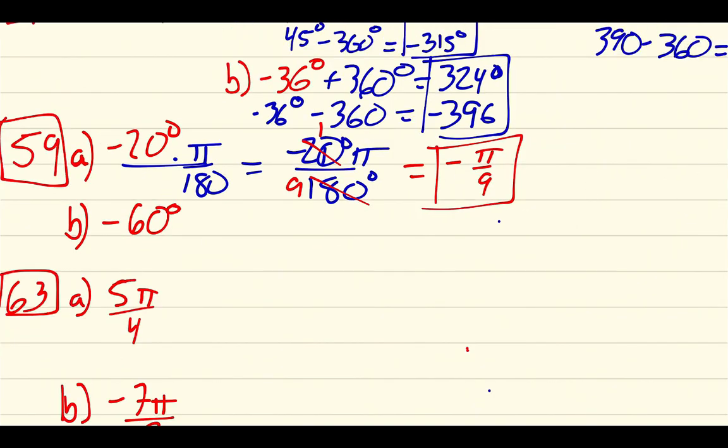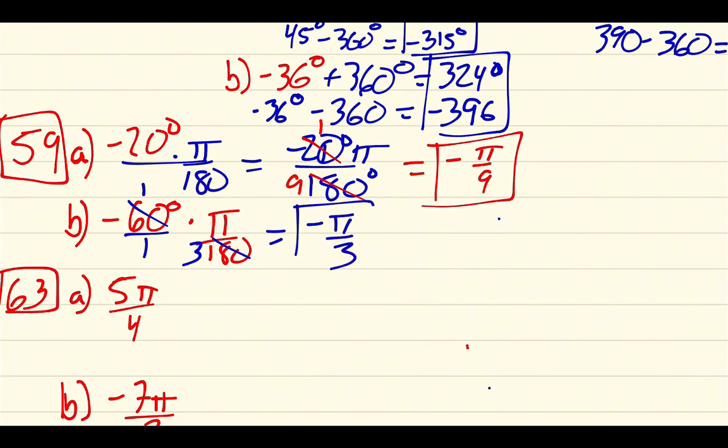Now for negative 60, we'll do the same thing. We'll multiply by pi over 180. This one I'm just going to reduce this way. We've got negative 60 and 180, which you can reduce to 1 and 3. So we end up with negative pi over 3 as our radian measure.